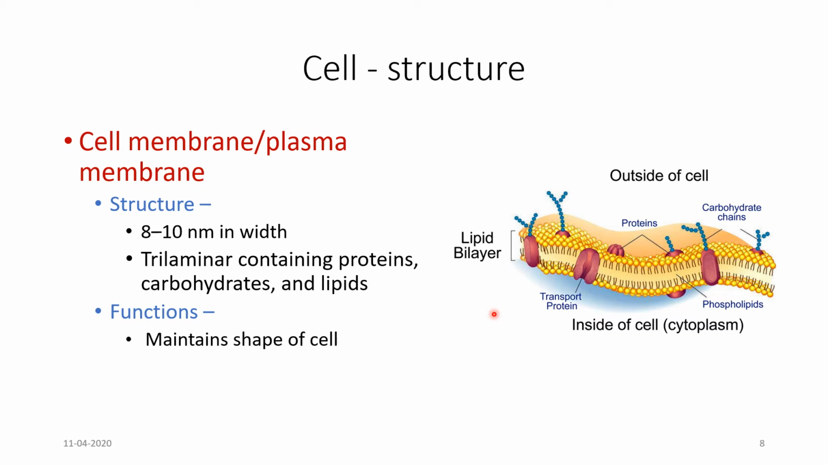It maintains the shape of the cell and it controls passage of substances to and from the cell. These are the functions of the cell membrane, which is concerned with the maintenance of shape of the cell and control of substances that are passing from the cell.